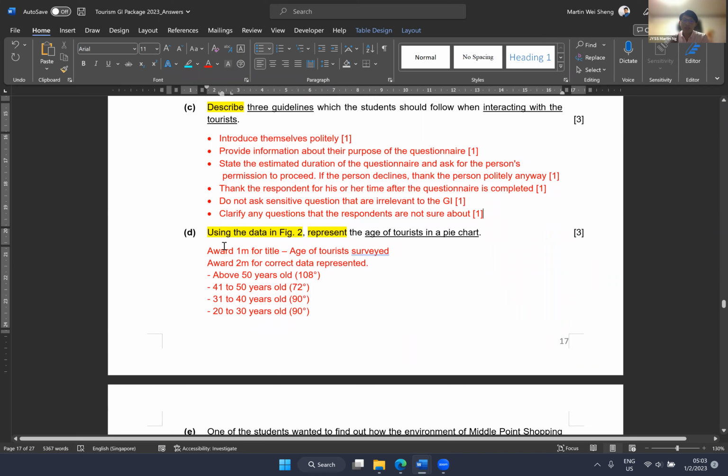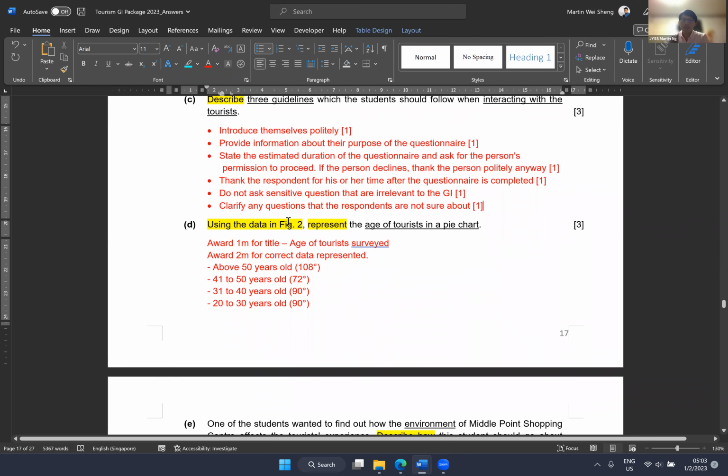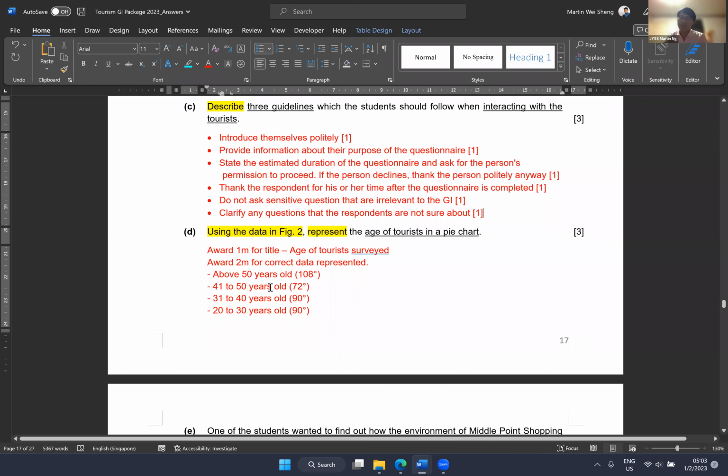All right, now question D. Using the data in figure 2, represent the age of tourists on a pie chart. Okay, so for this one you follow the video and draw the chart. That should be fine. Make sure you use a protractor to measure the angle, the degree, correctly. Then also make sure that you draw a circle, which is a circle. Some of you, based on your lower secondary work, actually draw funny shapes like oval, watermelon, banana. I also don't know how you draw that kind of funny shape for your pie chart. So make sure you draw a perfect circle and then you measure the angle.